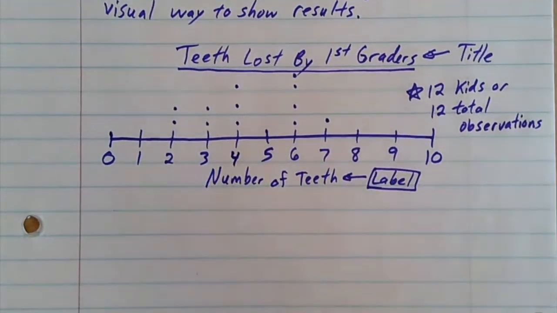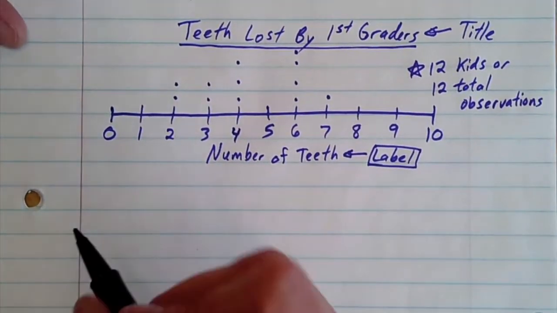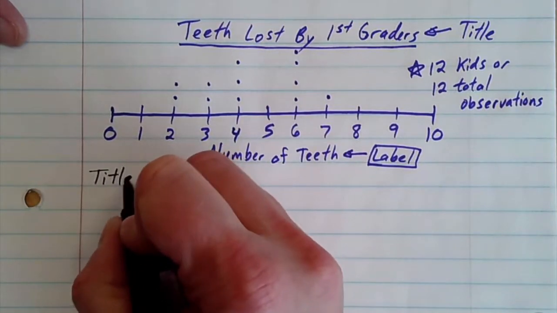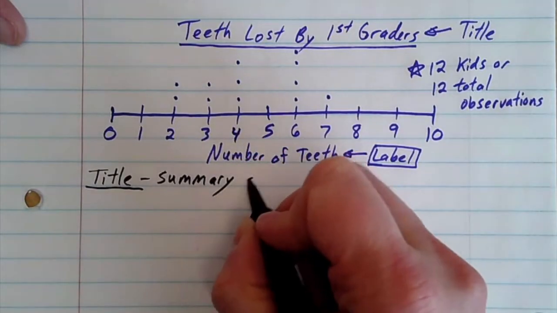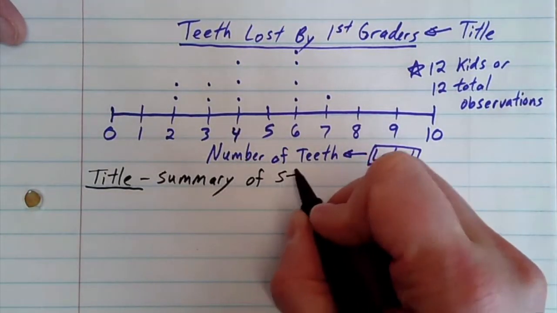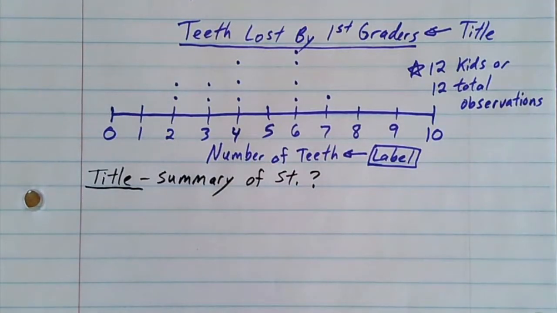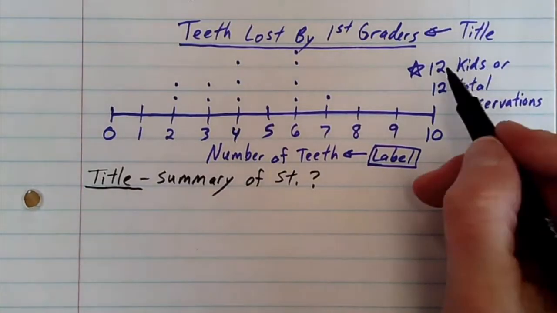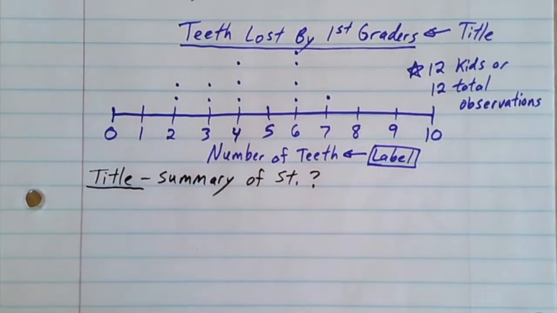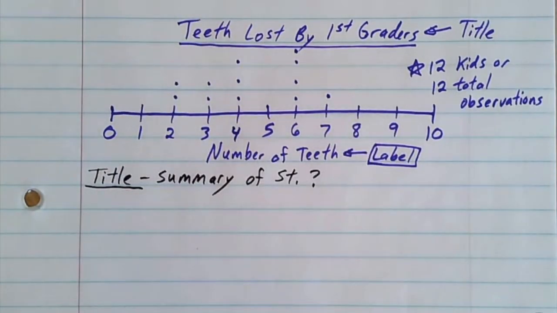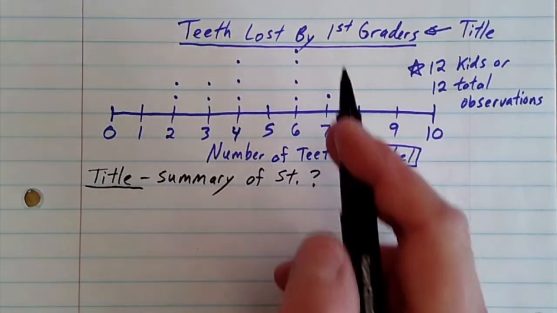So a dot plot, things that we know. The title is basically a summary of the statistical question that was probably asked. So the type of question that might have been asked, how many teeth has each first grader in your class lost? So there's 12 kids, you got to ask each one. One says I lost 2, another one said I lost 2, one said I lost 3, another one said I lost 3, and you just keep asking. So the title summarizes that statistical question that was probably asked.